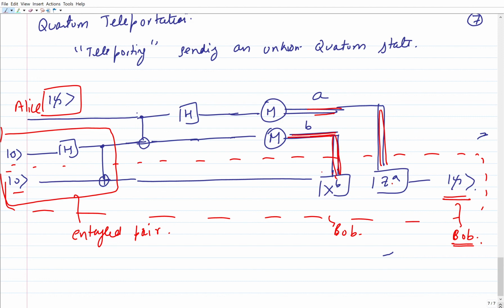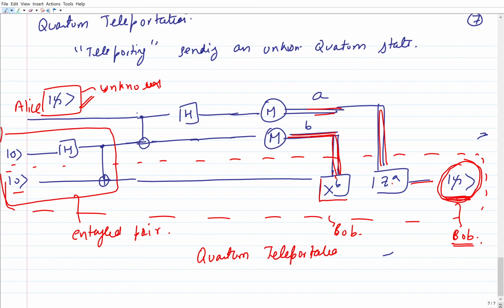Depending upon the values, Bob is applying these two gates, and ultimately after this protocol, we'll find that the state psi, which Alice had, and it was an unknown state, mind you, it could have been any state which Alice also doesn't know, is going to end up with Bob. So this is the circuit diagram for quantum teleportation, which we are going to take up in the next class.